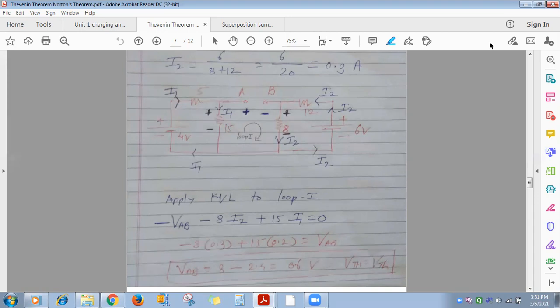Completed? Okay. Now this is the one method I have used. We have applied Kirchhoff's law. I1 we have found, I2 we have found. Is there any method anyone can tell rather than finding I1 and I2? Superposition, but that will be too time consuming. Any other method? Rather than finding the value of I1, I2, what can we find?